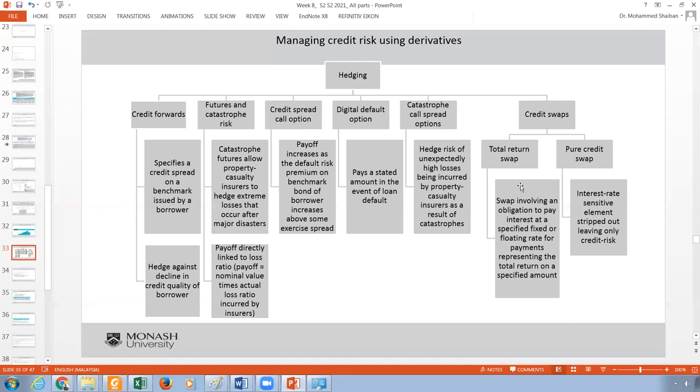hurricanes, all those things. Now we have the last one, which is credit swaps. We have two: total return swap. This is a swap involving an obligation to pay interest at a specific fixed rate or floating rate for payments representing the total return on these specific amounts.